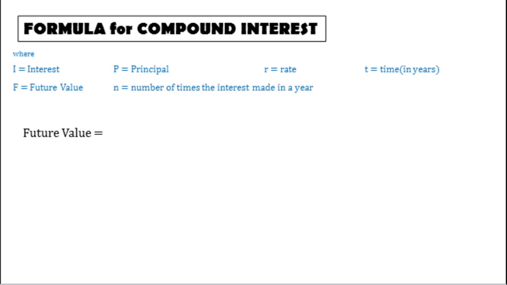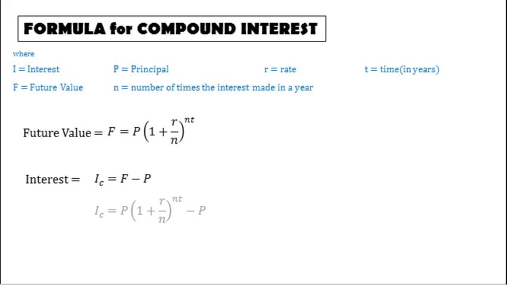So to get the future value, we use the formula F is equal to P times (1 plus R over N) raised to NT. And to get the interest, yan ay F minus P. Paano pag hindi given si F? So we use I is equal to P times (1 plus R over N) raised to NT minus P.